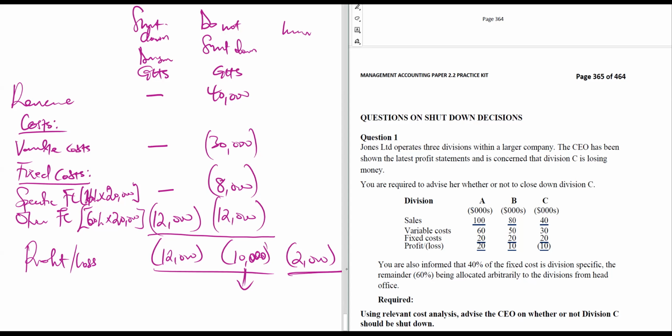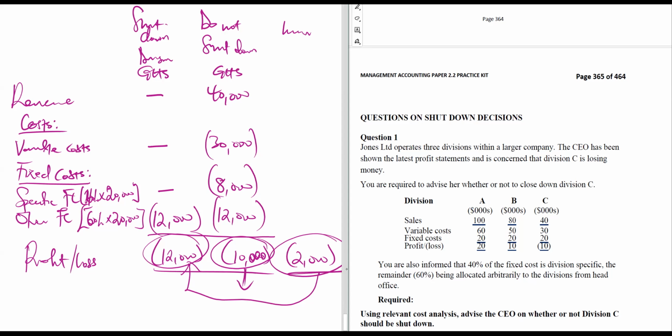We shouldn't shut down. If we shut down, we incur a loss of 12,000. If we don't shut down, we only have a loss of 10,000, meaning there's some 2,000 somewhere reducing this. We shouldn't shut down. At least keep your staff active. Yes, so those are qualitative issues.